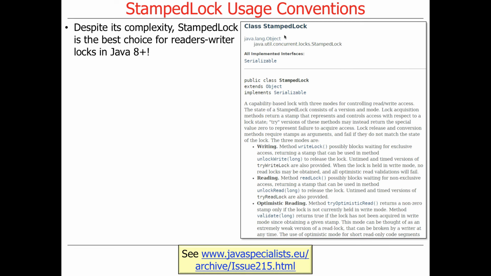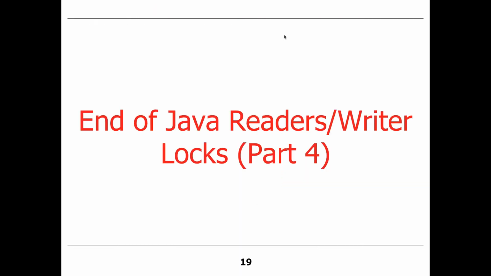Despite the complexity, StampedLock is the best choice for reader-writer locks in Java 8 if you're using reader-writer locks. There are other mechanisms that Java 8 provides, like atomic references, and Java 9 provides these things called VarHandles that may give you other features and capabilities for other things. But if you're doing reader-writer operations, then StampedLock is really what you want to go with. OK, so that's the end of that.